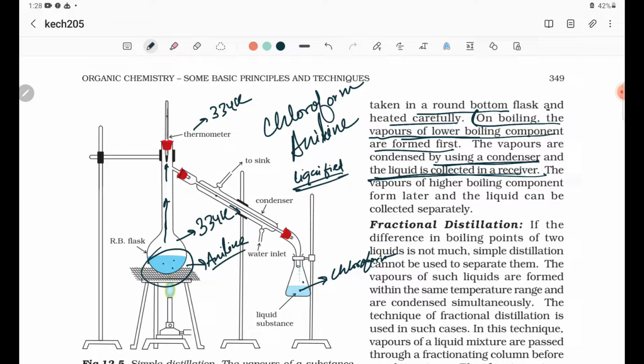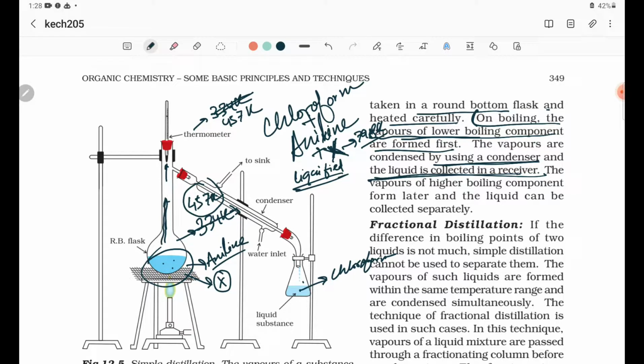Okay, suppose it is a mixture of chloroform plus aniline plus some other compound X. So X has a boiling point of 798 K. So I will keep on heating again. Now it contains aniline and that compound X, whatever the compound X may be. Now the temperature of the flask has gone to 457 K, and X has 798 K. The thermometer reading is now 457 K.